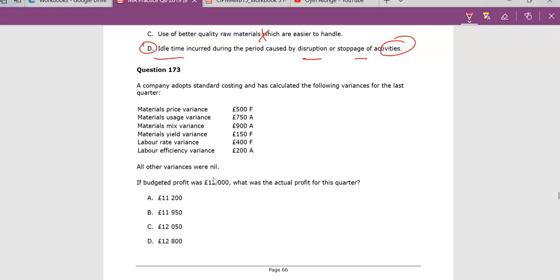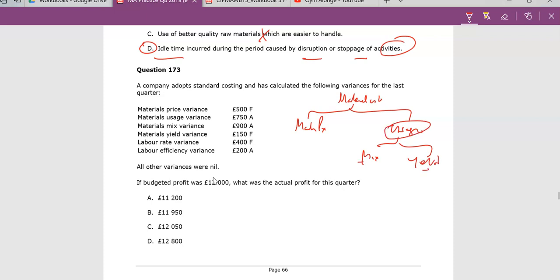Okay, great. Question 173. I kind of worked this out. I guess all our brains are different, but the first thing I want to highlight, the little trick here, be careful, is that if you remember mix and yield, when we're making products that need several components, for example with chemicals, we can talk about mix and yield. Now this is important. The actual material cost variance has a material price variance and a usage variance, and that usage variance is made up of a mix and a yield variance.